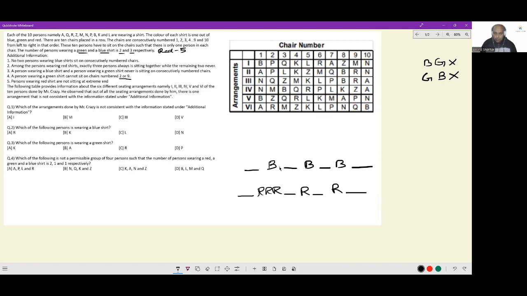I have 2 G's to fill up somewhere and 3 B's to fill up somewhere. If I put the 2 G's at this end, condition 4 is violated. 2 or 9 cannot have the green t-shirt. So G here I put. Now B cannot come here, G cannot come here. Now there are 3 slots left for 3 B's.